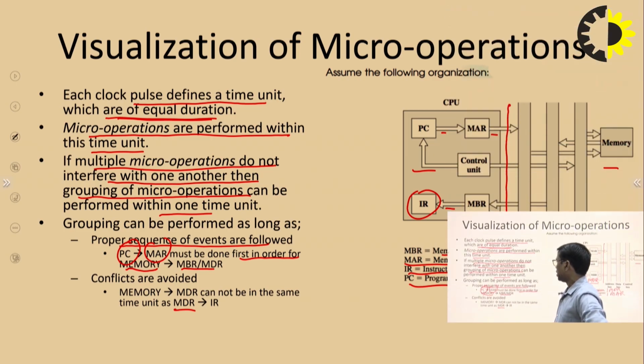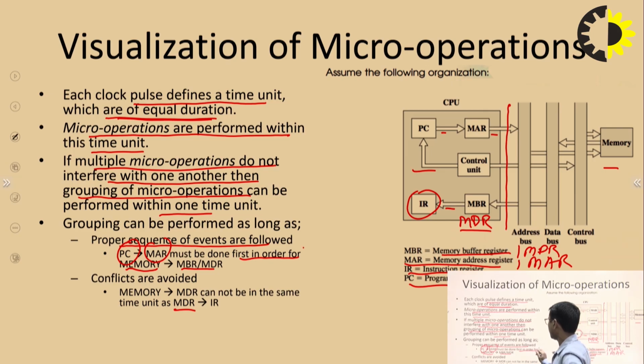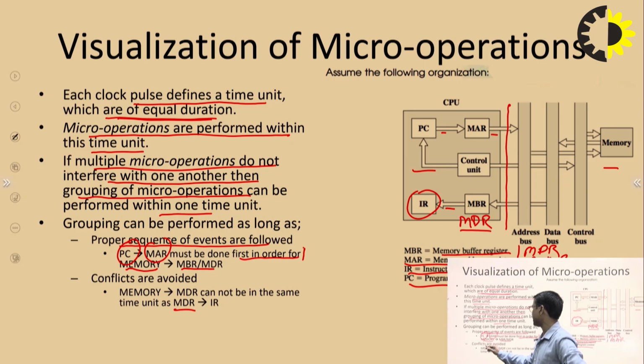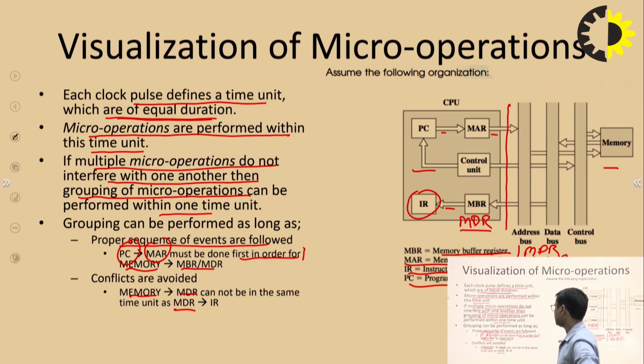Okay. Similarly, we have to put conflicting operations in a sequence. If we are sending memory data to MDR, it cannot be at the same time that MDR data is sent to IR, because both are conflicting with each other. Okay, so this is how the micro operations are visualized within the hardware of a computer.